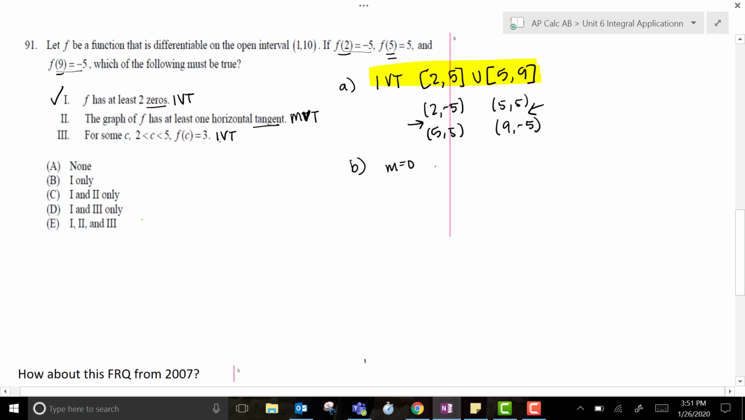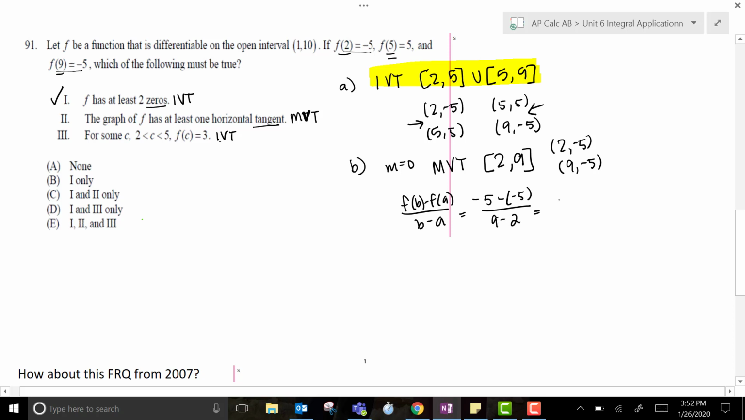So I'm actually going to use the mean value theorem over the interval 2 to 9. And the reason why is because that gives us the ordered pairs (2, -5) and (9, -5). And when I perform that slope, y2 minus y1 over x2 minus x1, or f of b minus f of a over b minus a, I get -5. I'm going to say that f of b minus f of a over b minus a equals -5 minus -5 over 9 minus 2, equals 0 over 7, which is 0.